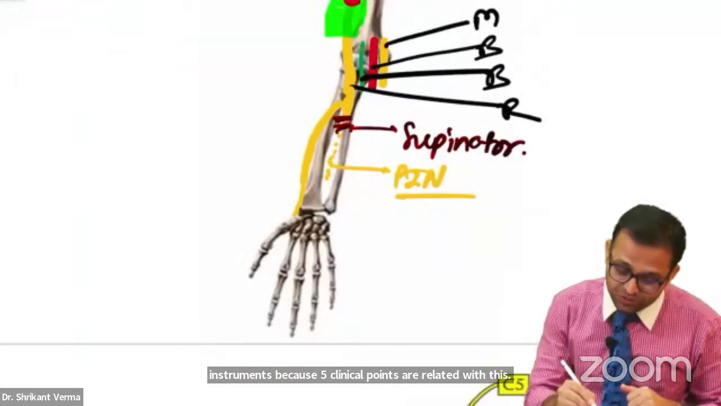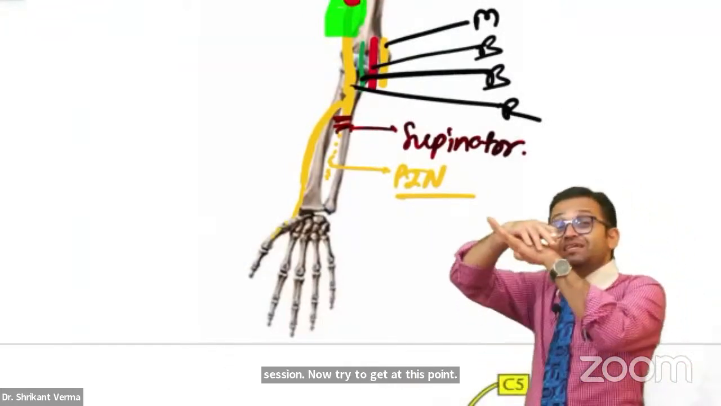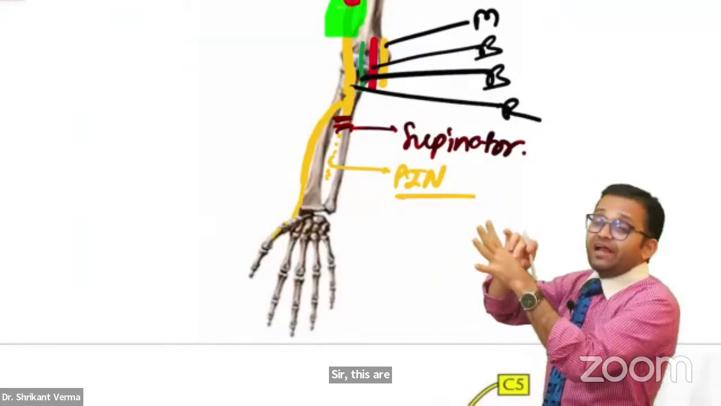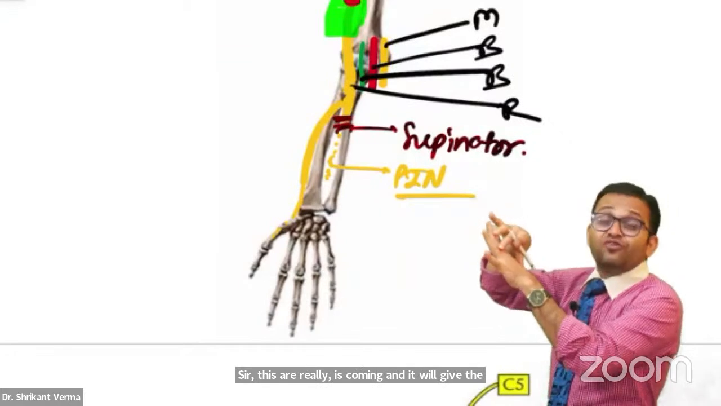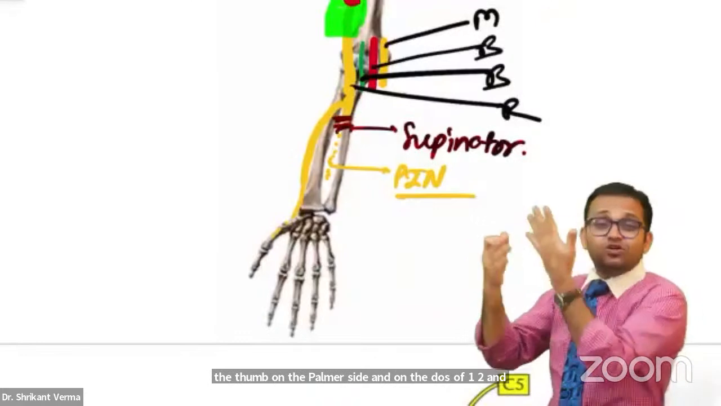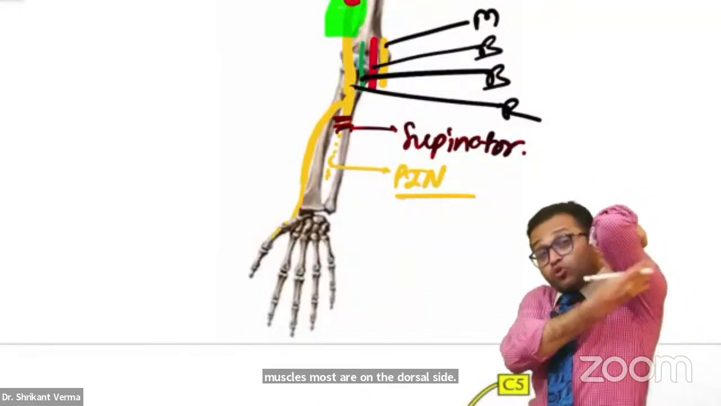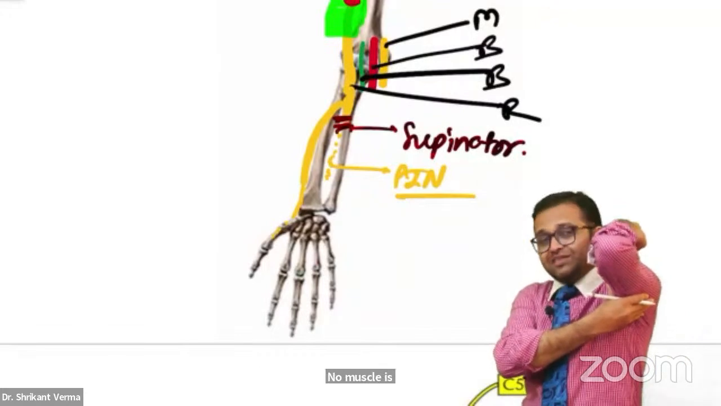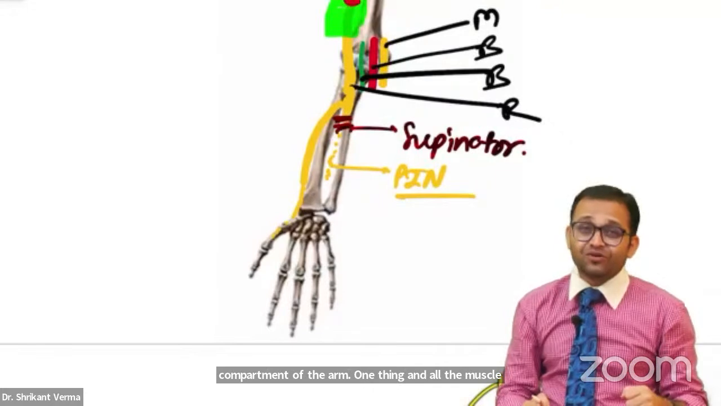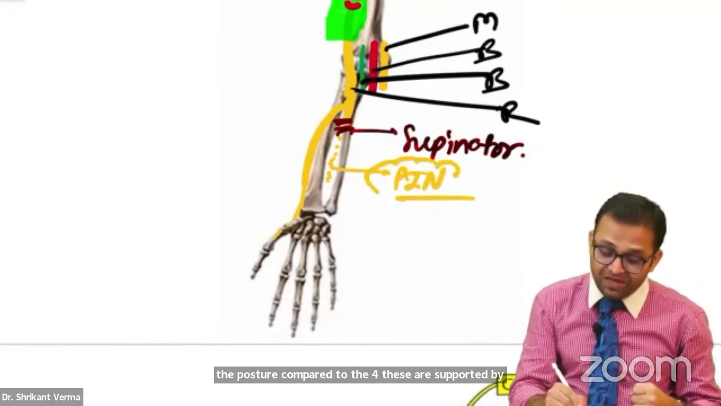Now try to catch this point. Sir, this radial nerve is coming and it will give the sensory nerve supply to the dorsum part at the base of the thumb on the palmar side and on the dorsum 1, 2 and half. Few textbooks will say the lateral 3 and half. And muscles, no sir, on the dorsal side, no muscle is there. So all the muscles of the posterior compartment of the arm, and all the muscles of the posterior compartment of the forearm, these are supplied by the radial nerve. Better to say, all the posterior compartment muscles of the forearm, they are supplied by the PIN.